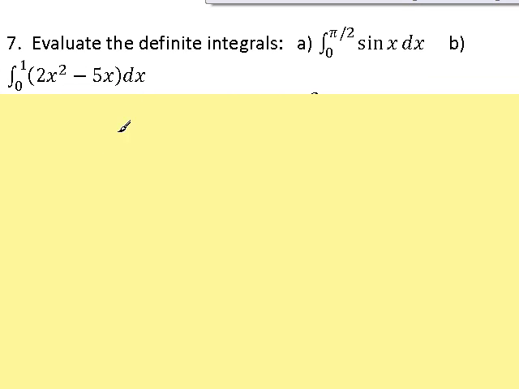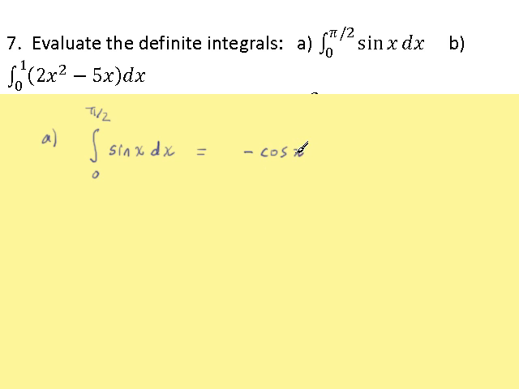In number 7, we want to evaluate some definite integrals. All right, so we have the integral from 0 to pi over 2 of sine x dx. Well, the derivative of cosine is minus sine, so the derivative of minus cosine is sine. So this integral is minus cosine x, evaluated between 0 and pi over 2.